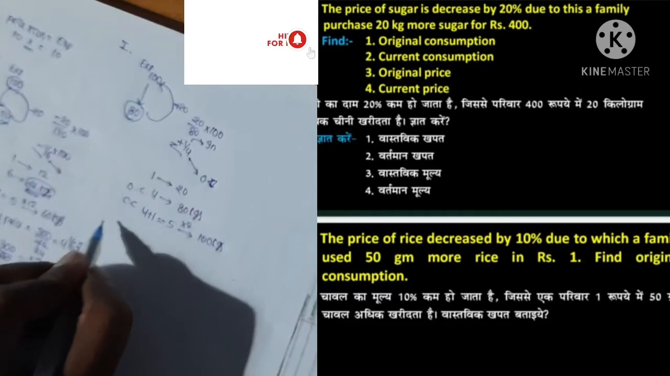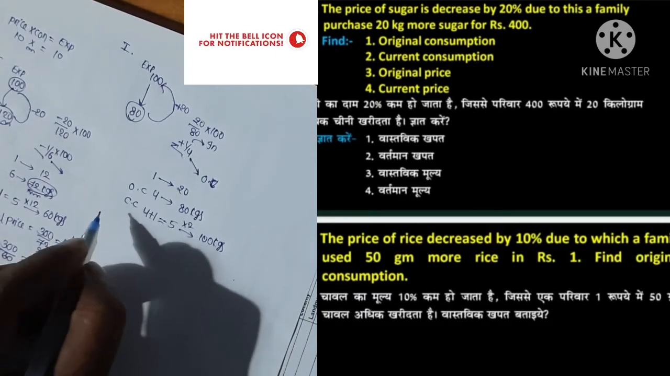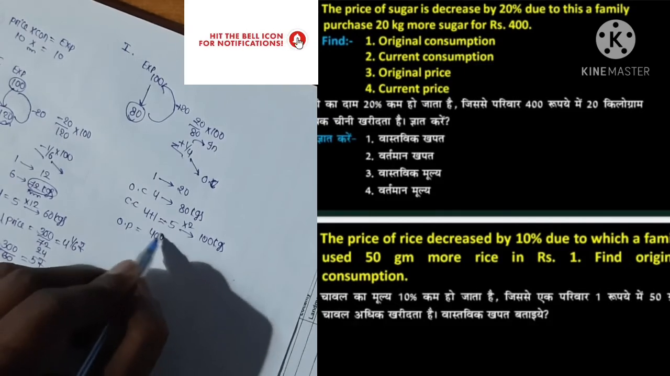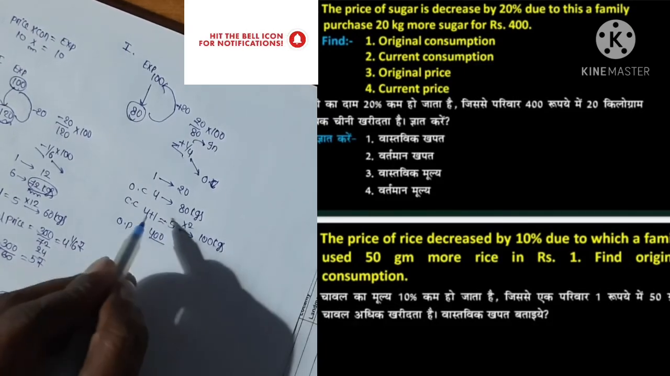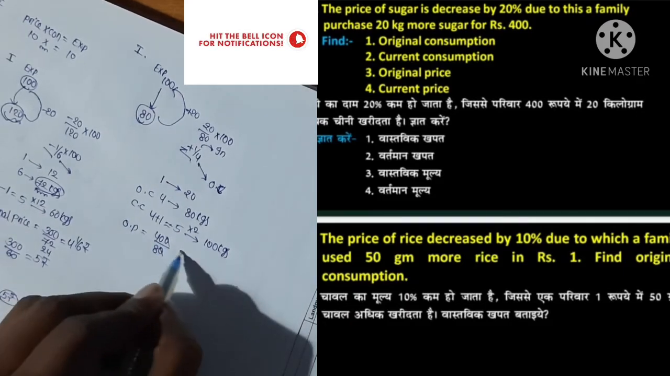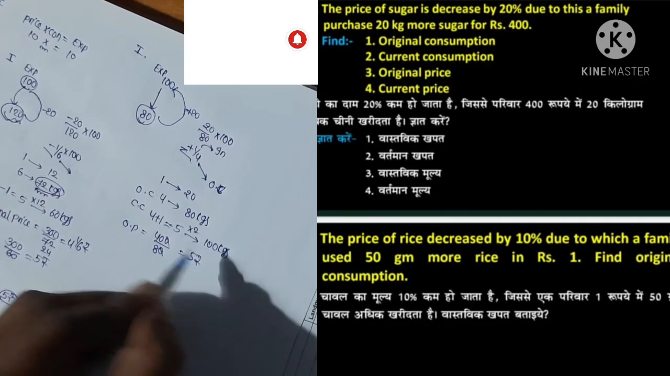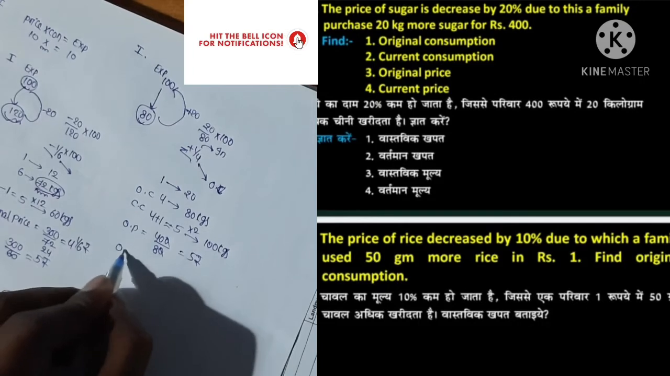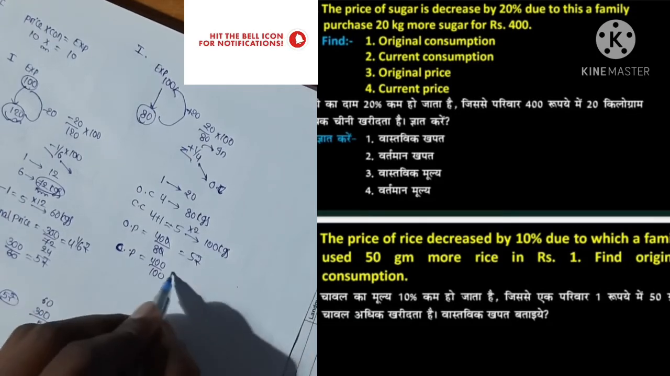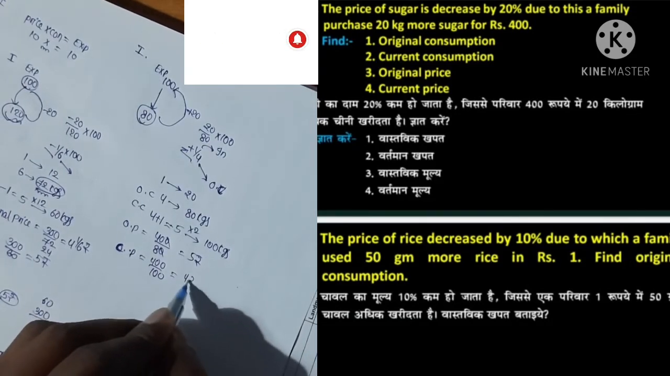So original consumption, original price. So original price is 400 by original consumption, which is 80 kgs. So 5 rupees. So current price. So current price is 400 by 100. So value is 4 rupees.